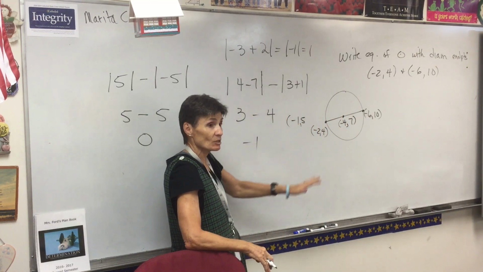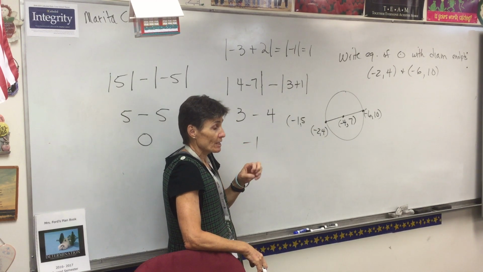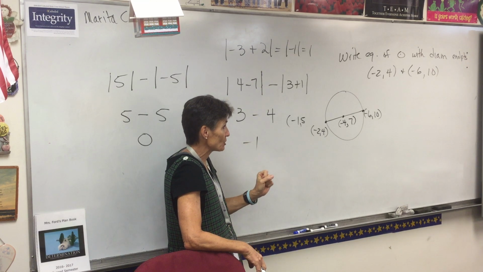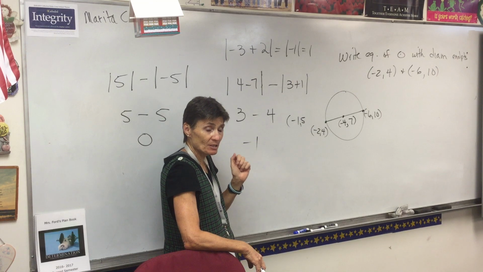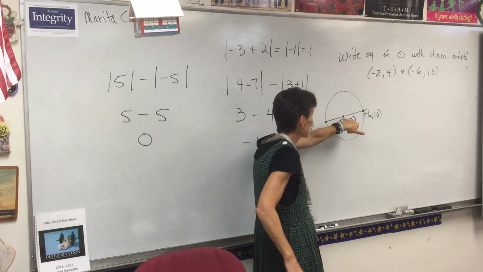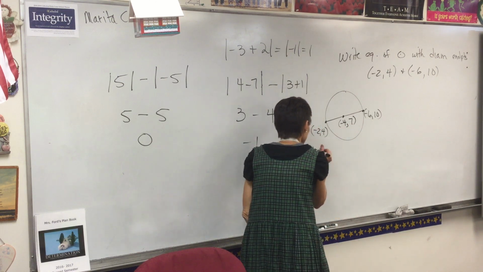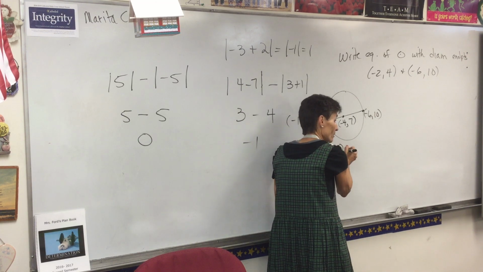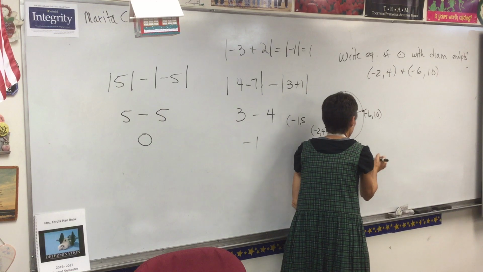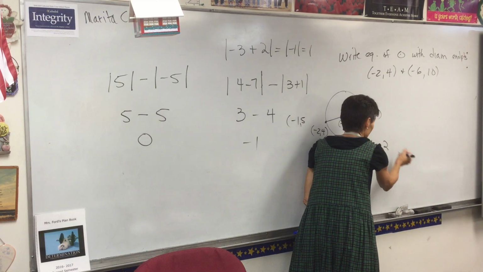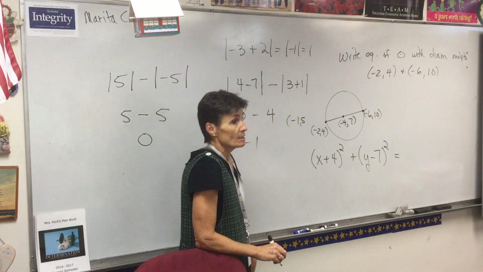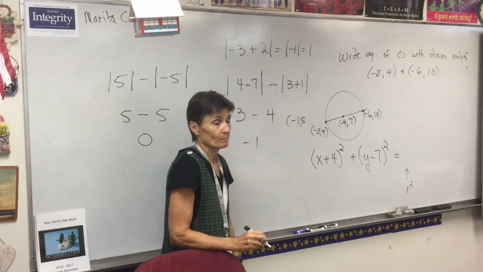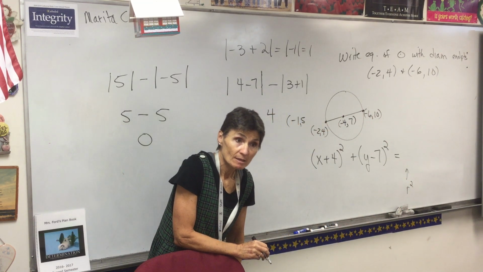Now some of you have this glazed look on your face. Average, middle point, average. Add the x's and divide by 2. Add the y's, divide by 2. That is your center. So when you build your equation, it's going to be x plus 4 squared plus y minus 7 squared equal to something. Now, the something is going to be the radius squared.